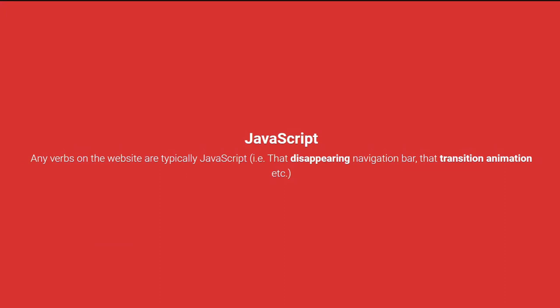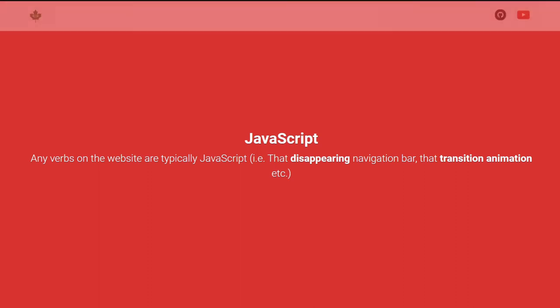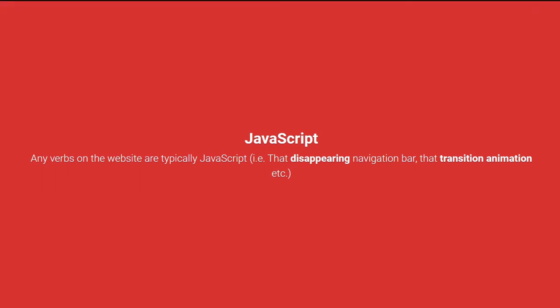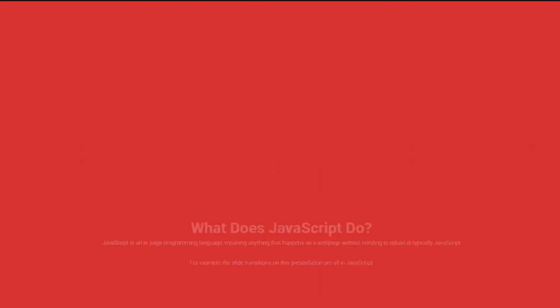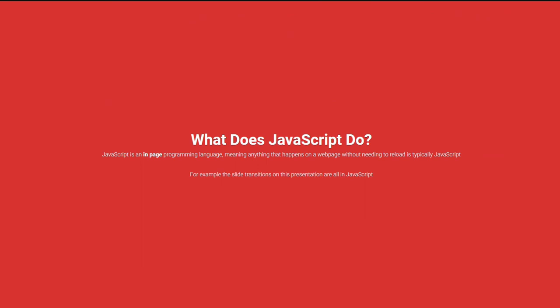All right, so next we have JavaScript. Any verbs on a website are typically JavaScript. For example, the fact that this navigation bar appears only when I hover over it, the disappearing part is JavaScript. The transition animations between these slides, that's all going through JavaScript. Basically anything that happens in a web page that doesn't need the page to be reloaded is typically going to be JavaScript, which is exactly what I wrote right here. All the slide transitions on this presentation are using JavaScript.